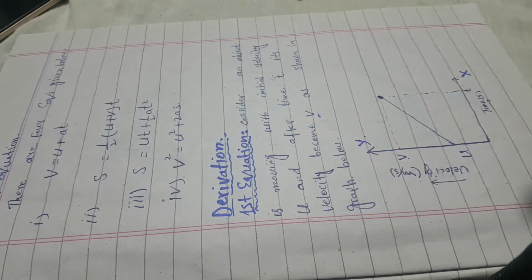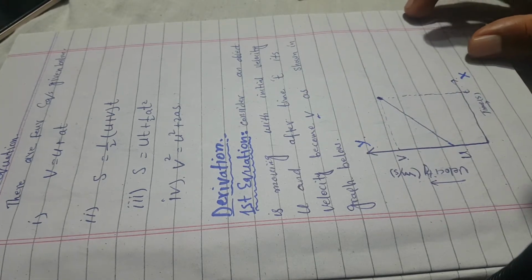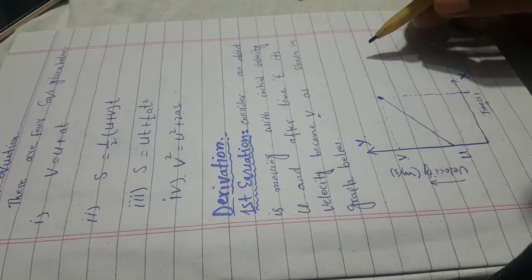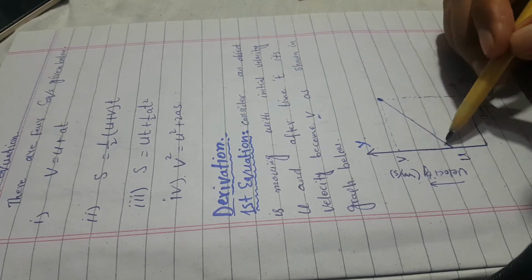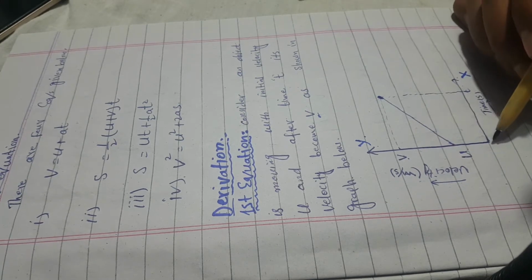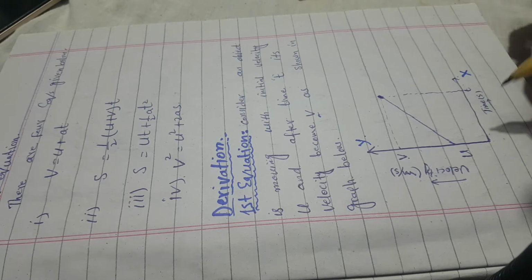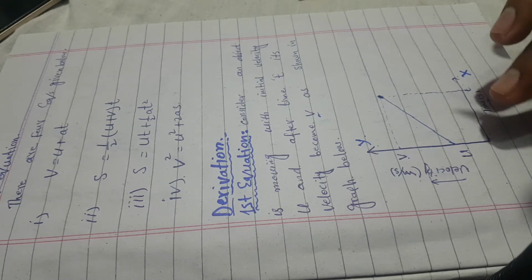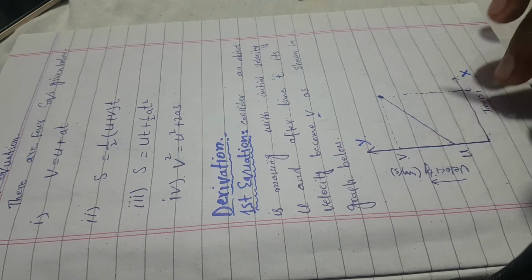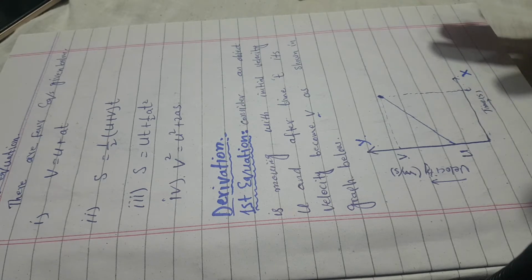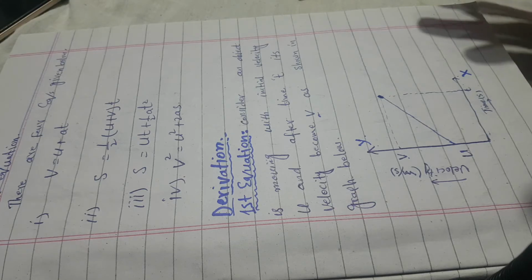So according to this graph we can calculate its gradient. Gradient is rise over run. In this case rise is the velocity, so change in velocity, and run is change in time. So the gradient of a velocity-time graph is always equal to the acceleration of the object.